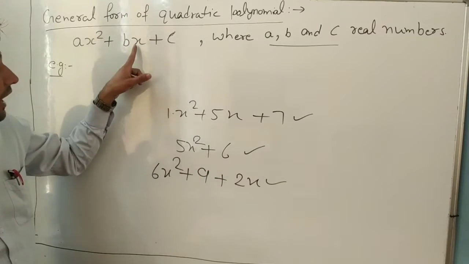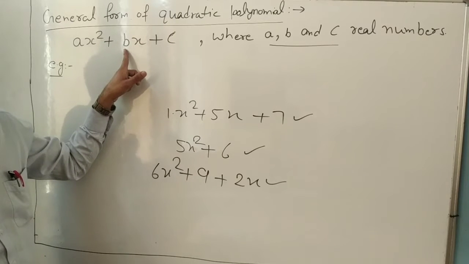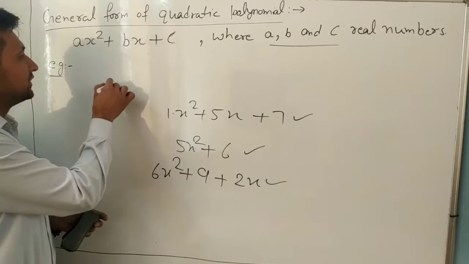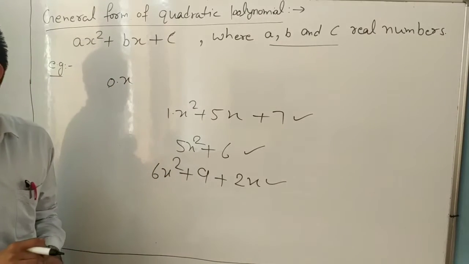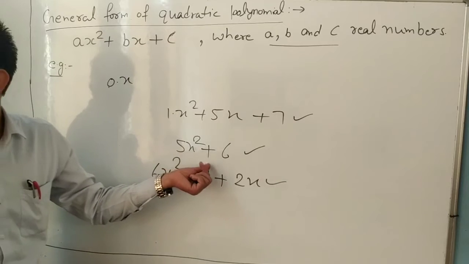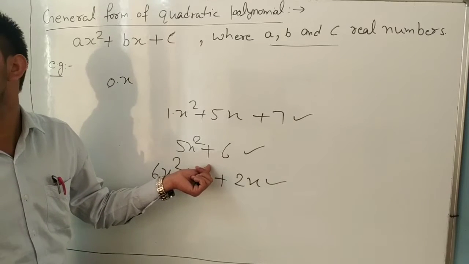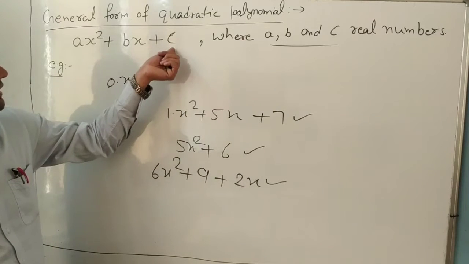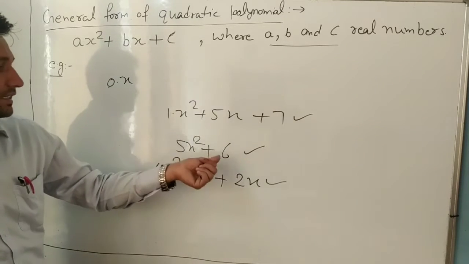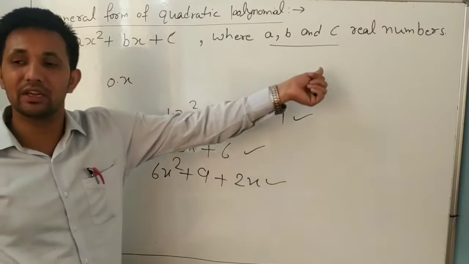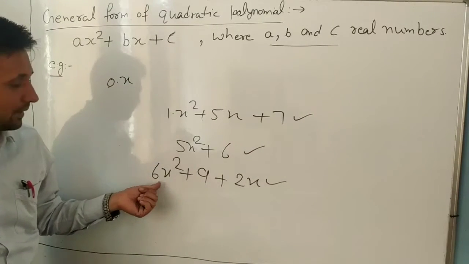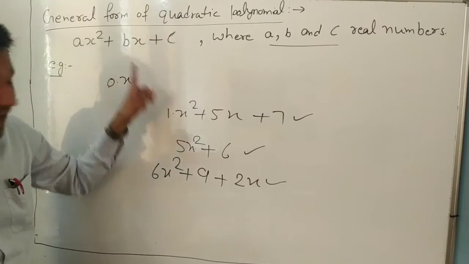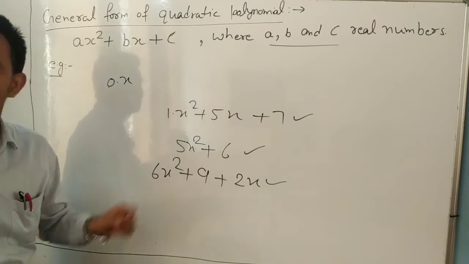b is always the coefficient of x. Is x there? No, so it means 0 into x. So what is the coefficient of x? 0. 0 into x is 0, that's why we did not write 0 into x here. Plus 6, c only. Understand or not? So 6 is c. In the next one, a is 6, b, the coefficient of x, is 2, and c is 9.